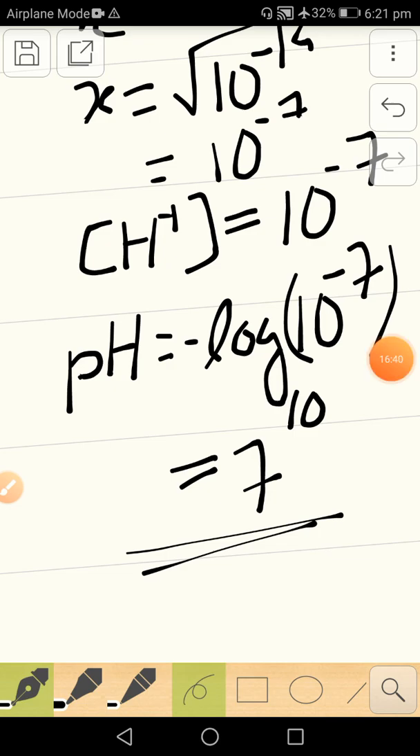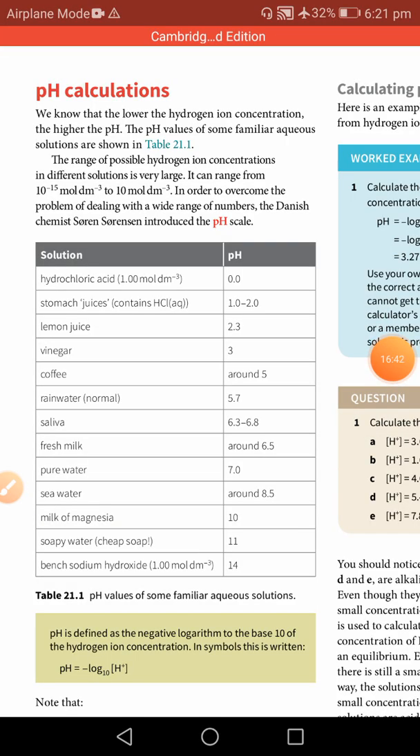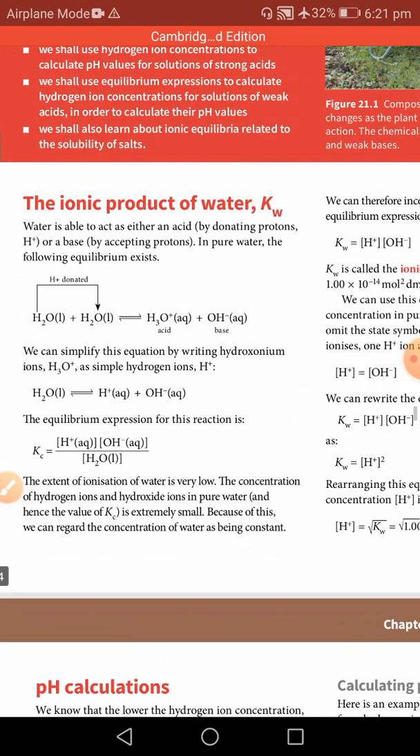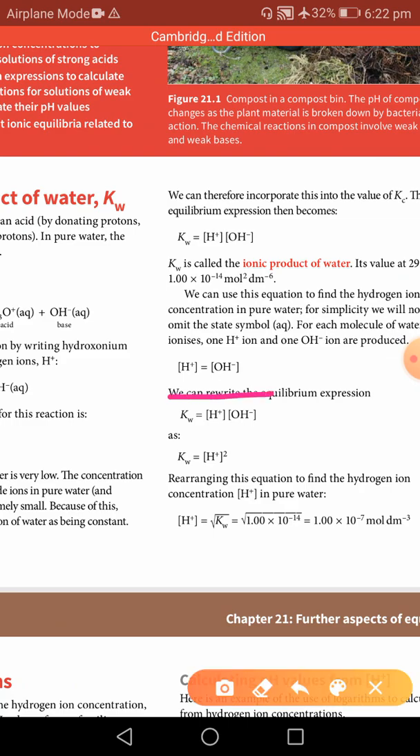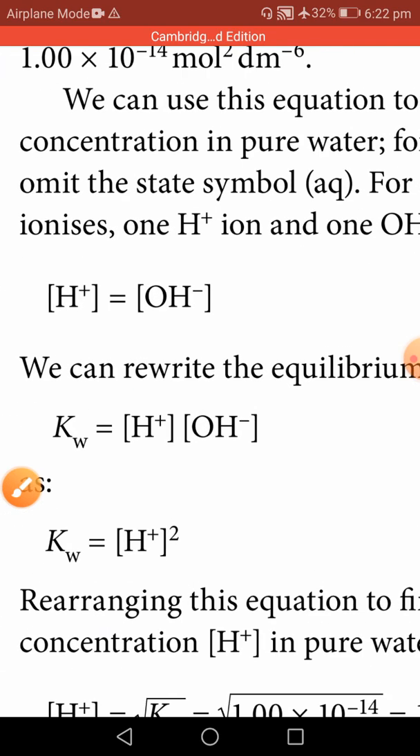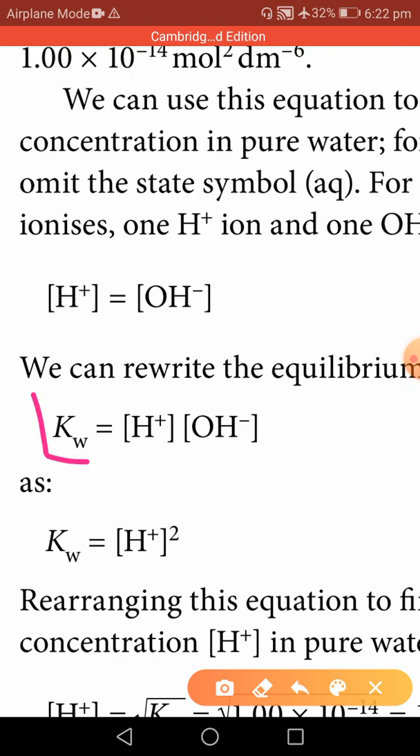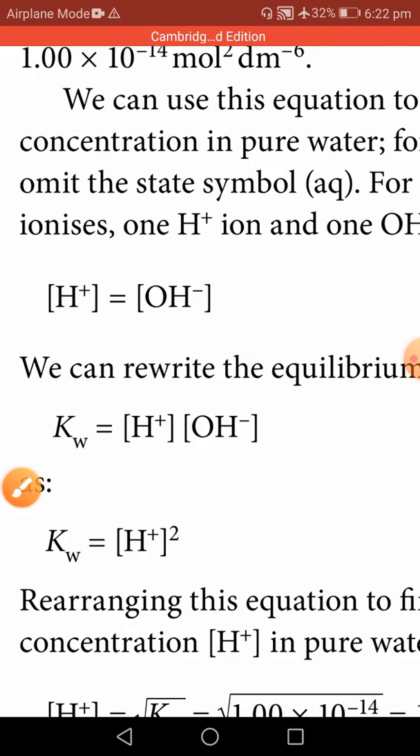Now this equation is not only important in finding the pH of water. Which equation am I talking about? I am talking about this equation. Should I zoom it? Okay, I am zooming it. This equation is not only important to find the pH of water, it is also important in terms of finding the pH of acids and alkalis, or acids and bases. How? Let's see.